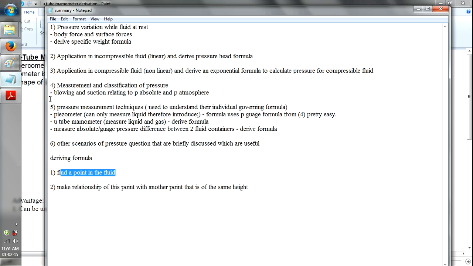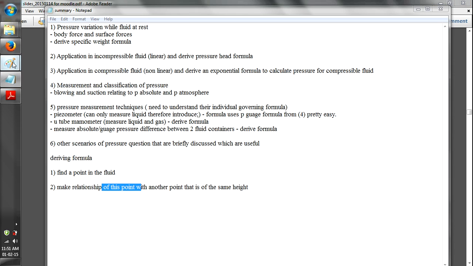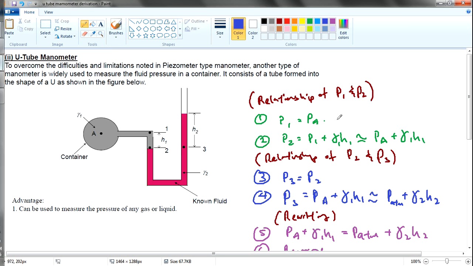We have to make a relationship of this point with another point of the same height, because as you know, in rho g h, the h can be constant, so only the rho g changes. Since the heights are the same over here, only the rho and the g are different for different fluids. This fluid is different from this pink color fluid. Nonetheless, this video only touches on the U-tube manometer.